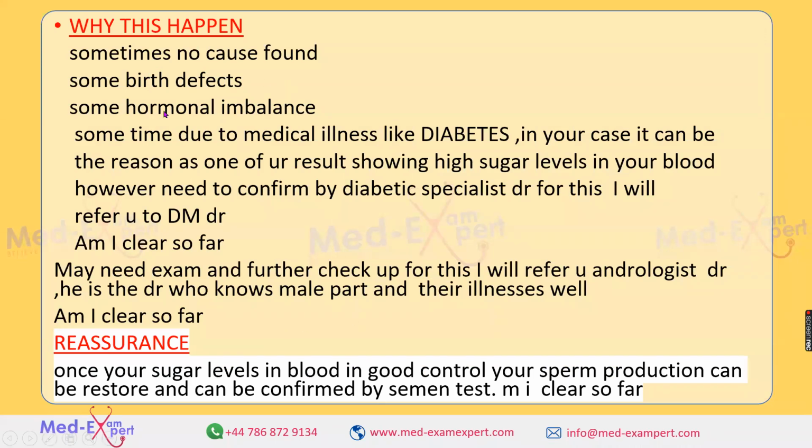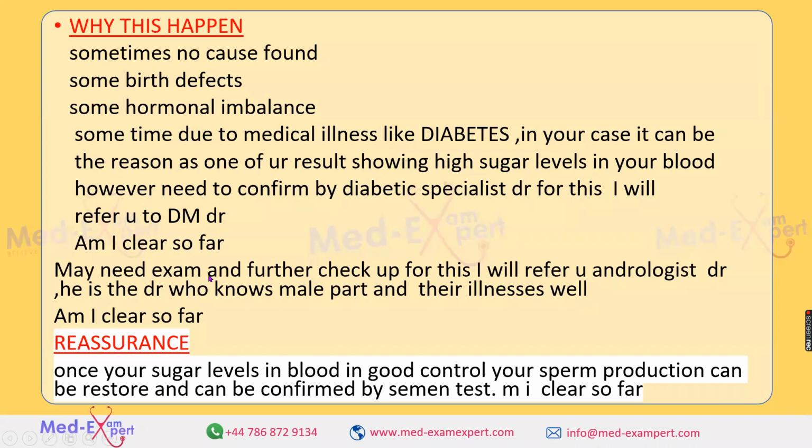Immediately he will ask why this happened. Mr. Smith, sometimes there is no cause, sometimes birth defects, some hormonal imbalance, sometimes some medical illness like diabetes. In your case, it can be one of the reasons, as one of the results shows high sugar levels in your blood. However, you need to confirm by one reading, you cannot say it like that. However, it needs to be confirmed by a diabetes specialist doctor. For this, I will refer you to a diabetes specialist doctor. Clear?